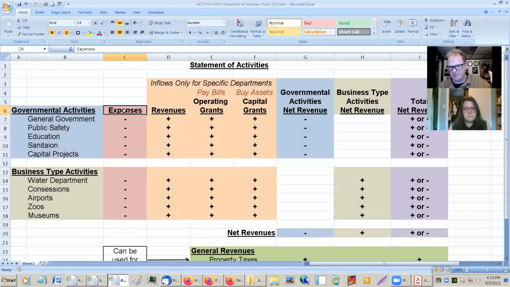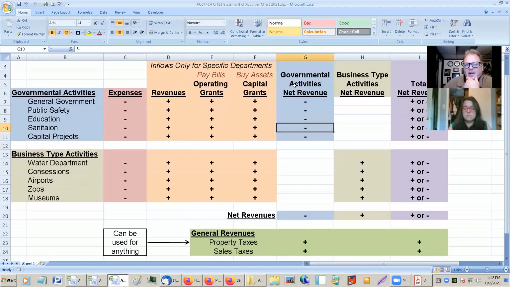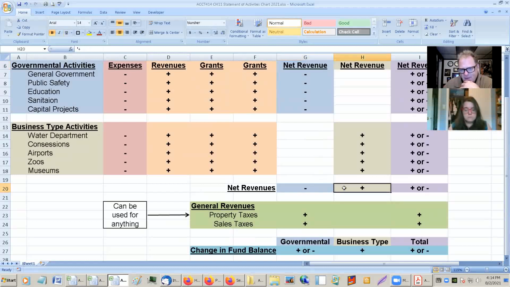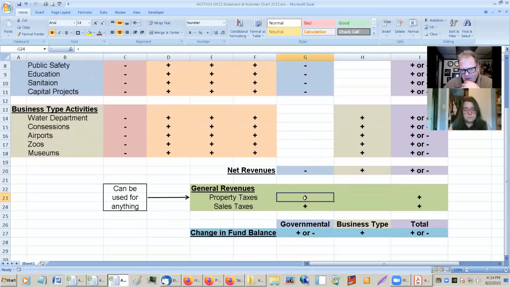Anyway, so weird things about it. It starts out with expenses, and it's just one number. They don't tell you what it is, and it goes across the page to find out the net revenues, sort of like net income a little bit for each of the things. And then down here, basically the general fund, the general governmental activities, are going to get bailed out by some kind of taxes usually. The other things too, but that usually shores it up. All right.